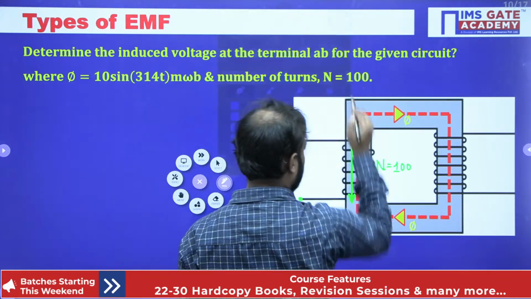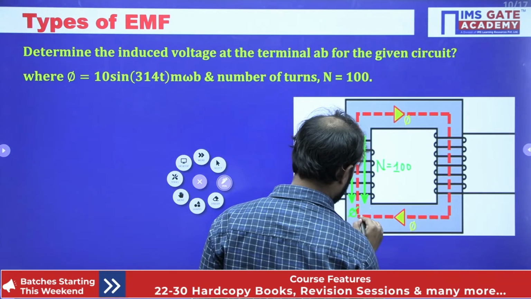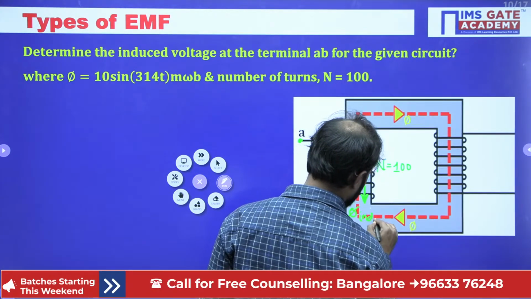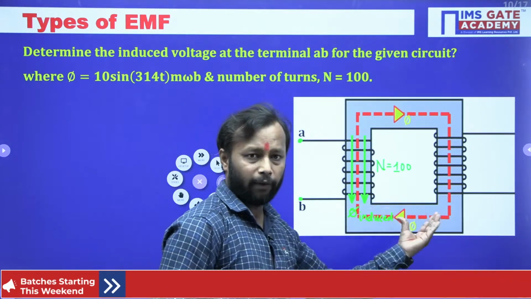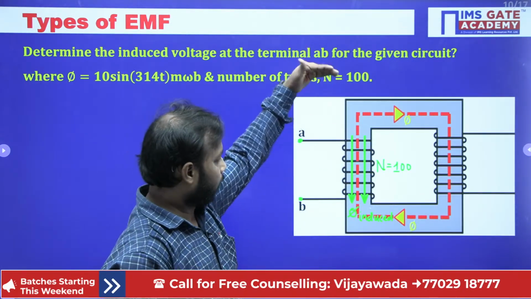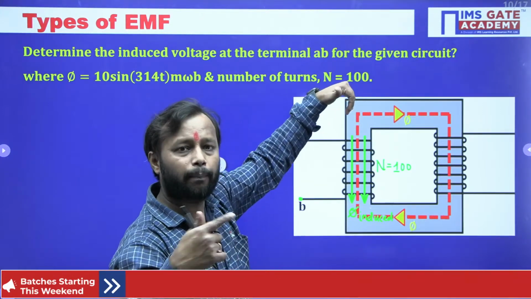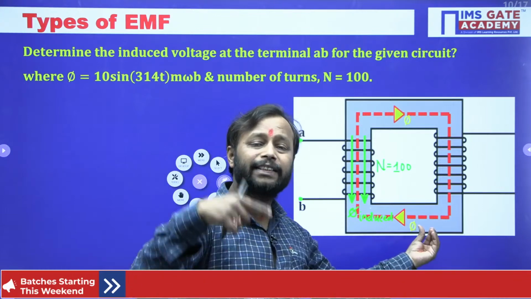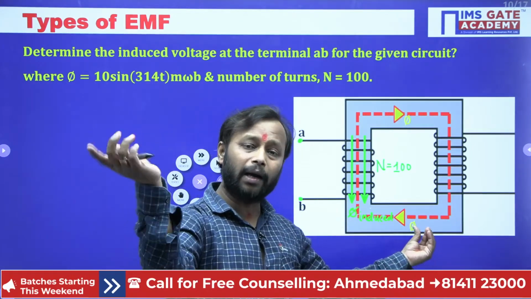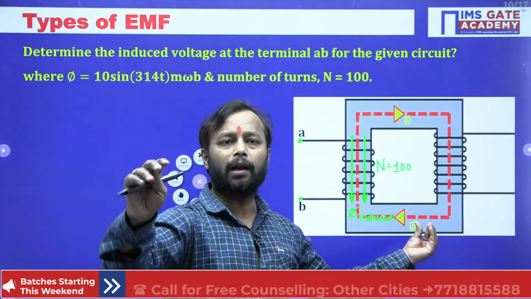This is what? This is phi induced. So main flux is moving upward, then phi induced means the effect opposes its cause will be in downward. So this flux will generate the EMF, but direction will be given by the Lenz's law.